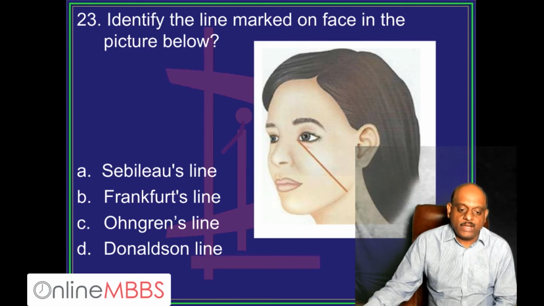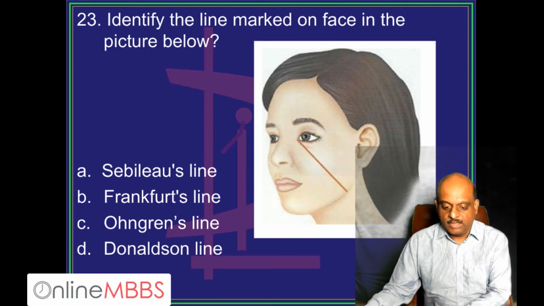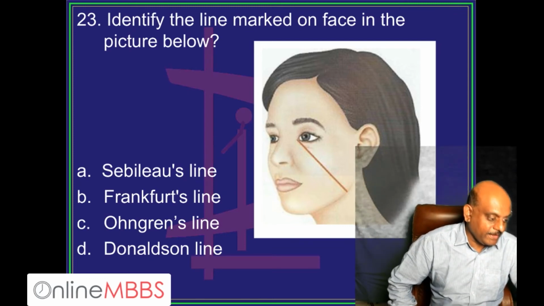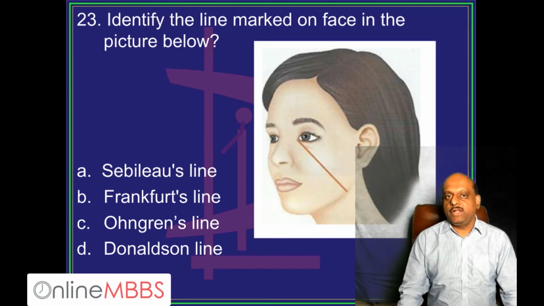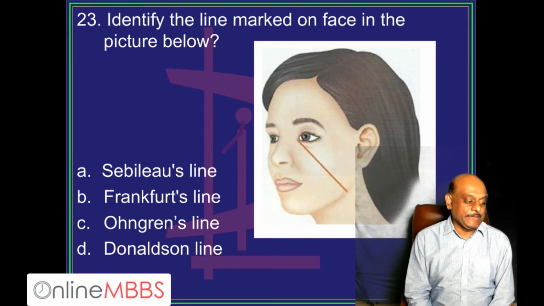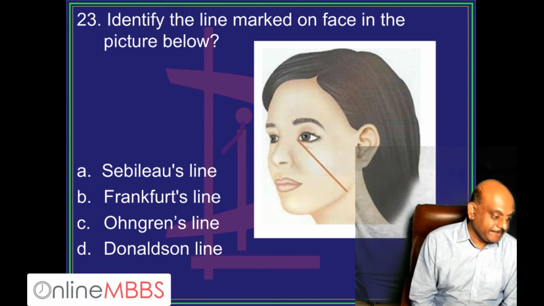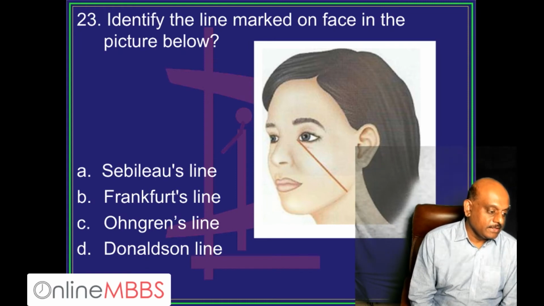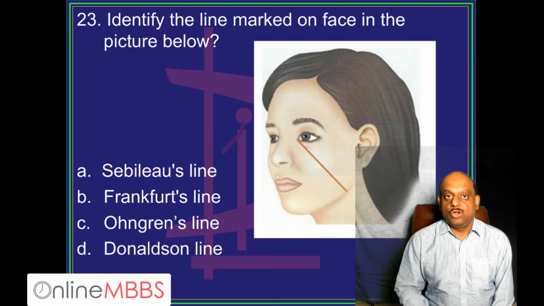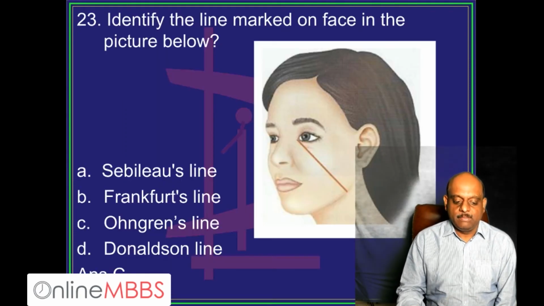Now, doc, what is this line which is being marked on the face in this picture called? Question number 23. Right? Common carotid is impossible, unless you want to kill the patient. So that's right. Chandrakant, Amrita, Parmar, Lawrence, everywhere. Ongren's line. Ongren's line is what you have to basically remember.